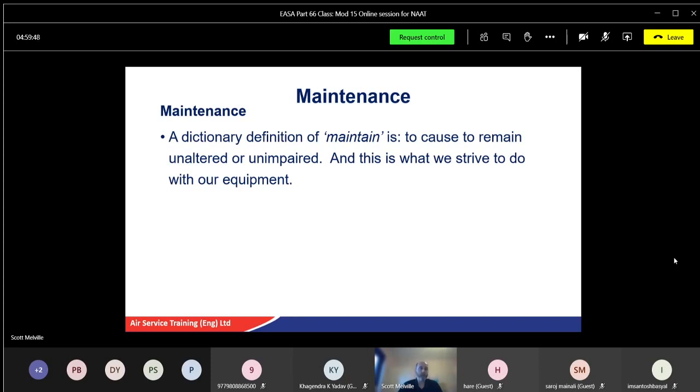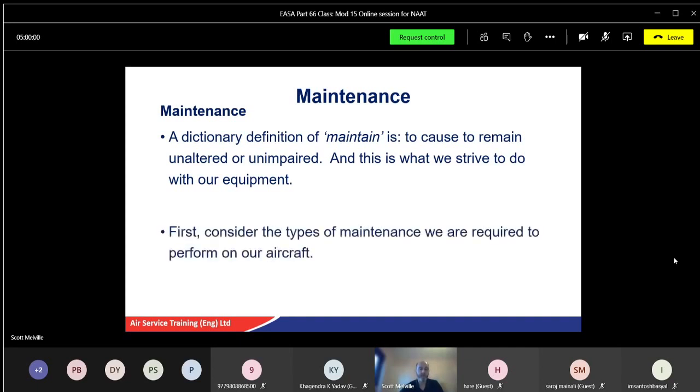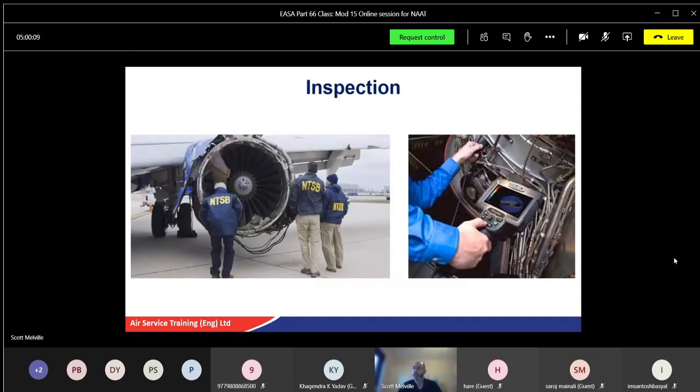Keeping air in your tyres, keeping your fluids up, that's maintaining. You're maintaining the health of that aircraft and that component. Unfortunately, things will break, and that's just the way it goes, but we mainly do preventative maintenance. But you must consider the types of maintenance we are required to perform on our aircraft. There are loads of different types.